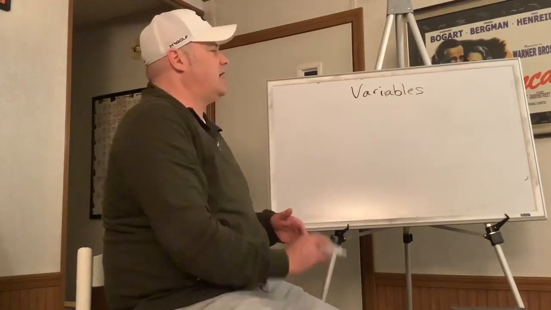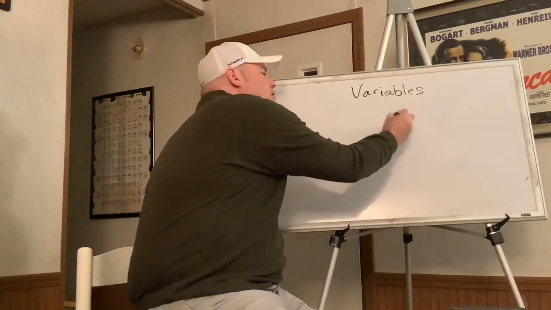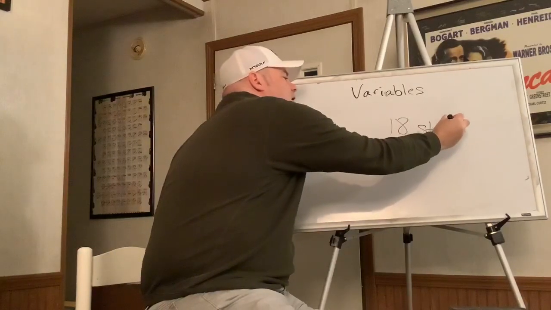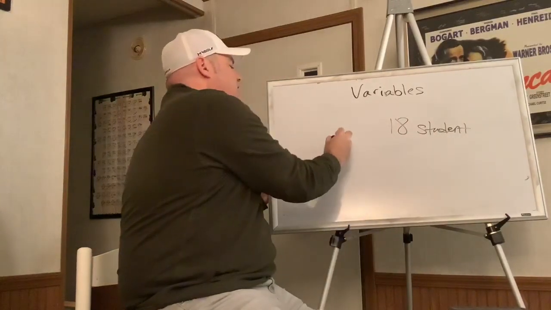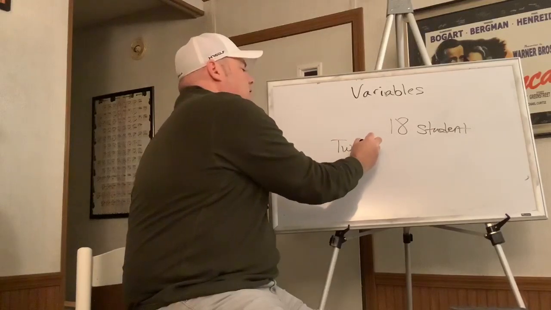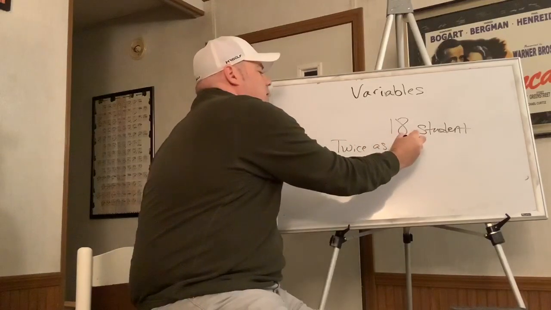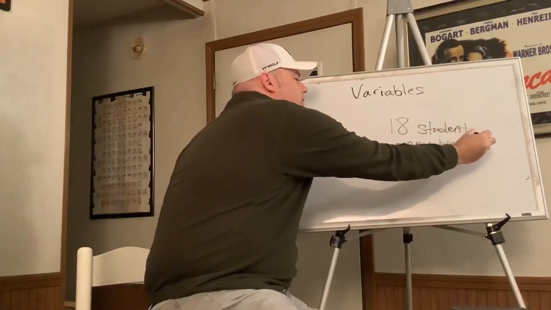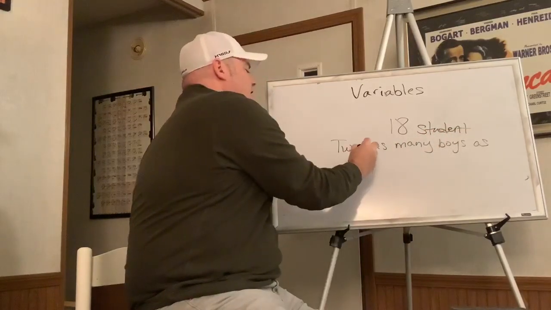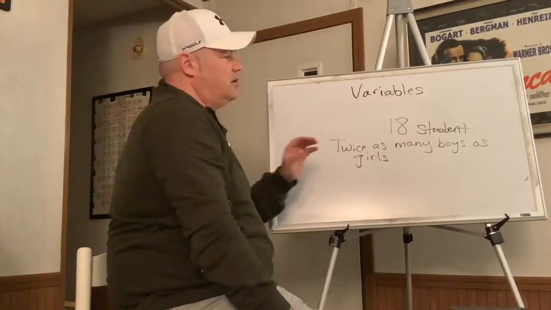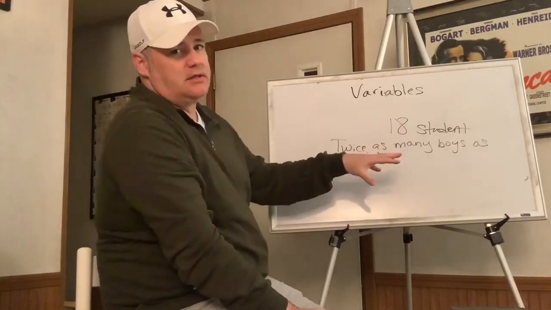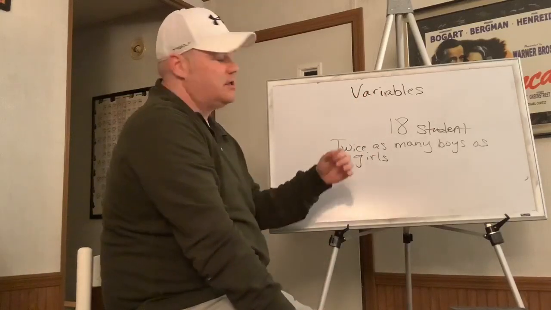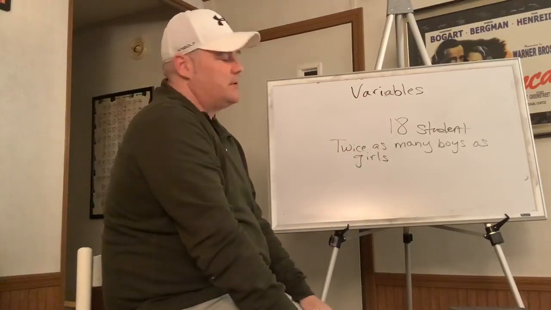So let's say I had a class of 18 students, okay, so 18 total students, and I knew I had twice as many boys as girls. And let's say that's all I knew, okay? Now, once again, kind of a silly example, and you're not going to have to know how to do all this yet. This is as we get further on how to do this. I just want to show you how you can use letters to solve a problem like this.